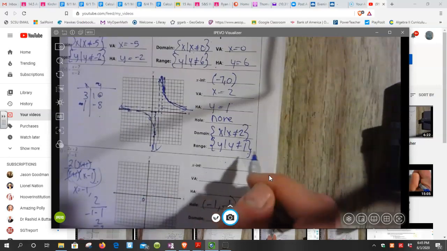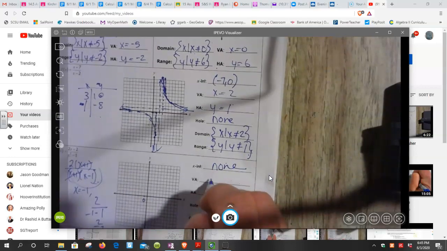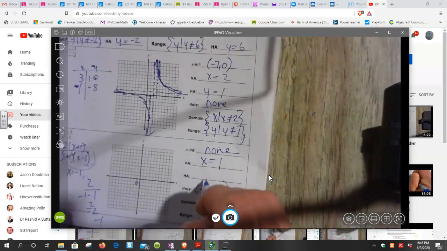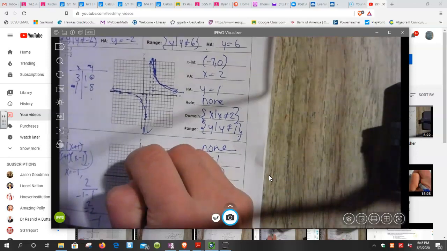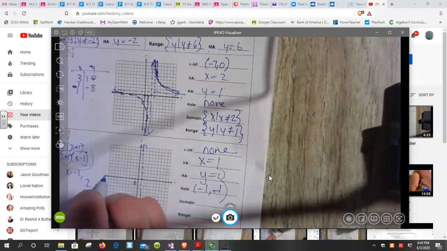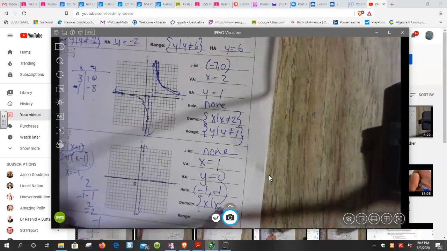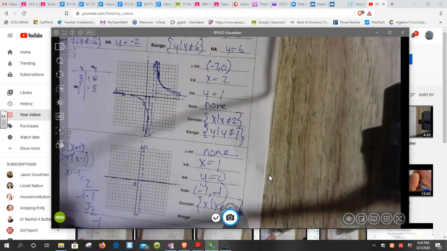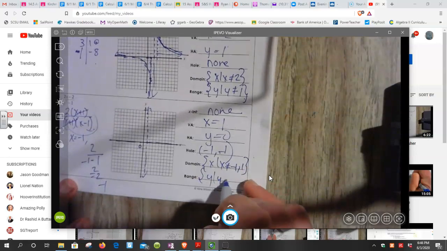Okay, x-intercept. You can't have an x-intercept because the numerator can't equal 0. Vertical asymptote, it's going to be x equals 1. Horizontal asymptote, y equals 0. Domain, well, x could be anything such that x cannot equal negative 1 or positive 1 because of the asymptote and the hole. Y could be anything such that y cannot equal 0 for the asymptote or negative 1 for the hole.